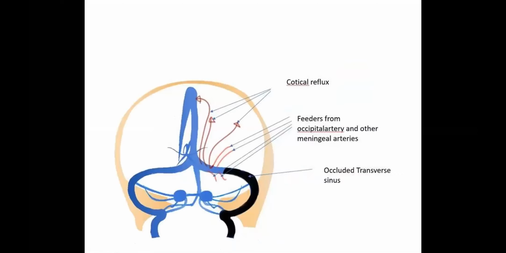So this is a schema which shows what happens in the dural AVF. There is a transverse sinus occlusion here, and there will be feeders from the occipital arteries and other major arteries, and we can see the cortical reflux here in this figure.